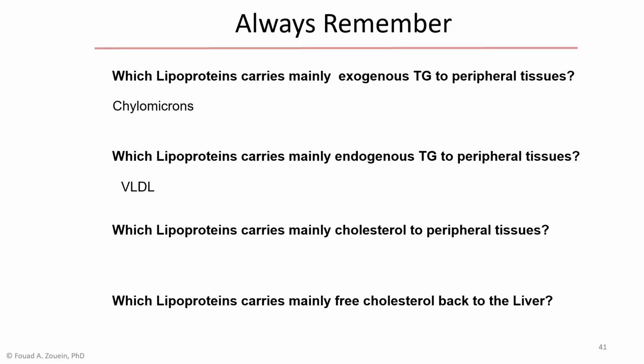Which lipoproteins carry mainly cholesterol to peripheral tissues? So here we're talking about the lipoprotein that is metabolized from VLDL. You know, VLDL goes through, delivers the triglyceride to the tissues, is converted to IDL, and IDL is unstable. 50% of it goes to the liver, and the other 50% is metabolized by hepatic lipase into the LDL, the low density lipoprotein that binds to the LDL receptor on the tissues, is internalized, and releases cholesterol inside the tissue. So here we're talking about LDL.